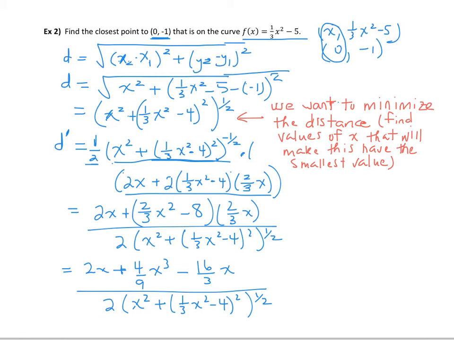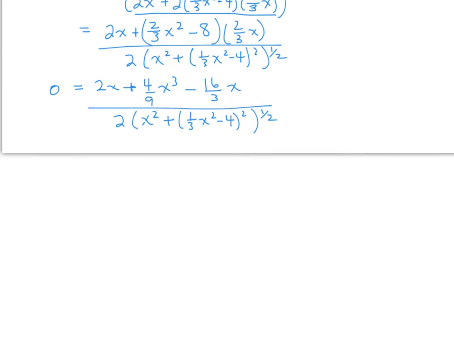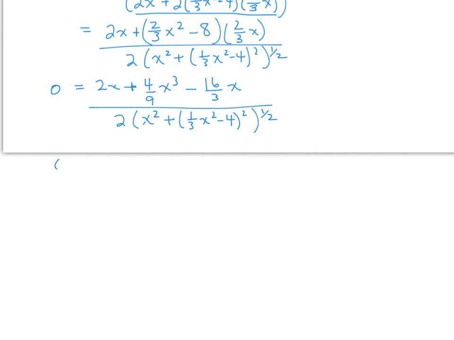We know to get the critical numbers, we're going to set that equal to 0, and then we're going to solve this. So in the end, I'm going to multiply both sides by that denominator to eliminate it, and that's going to leave us with, I think I can just continue writing below here. We're going to end up with this little equation that we have to solve. 0 equaling 2x plus 16/3, or sorry, minus 16/3 x, and plus 4/9 x cubed. Okay, I can put that 16/3 x with the 2x.